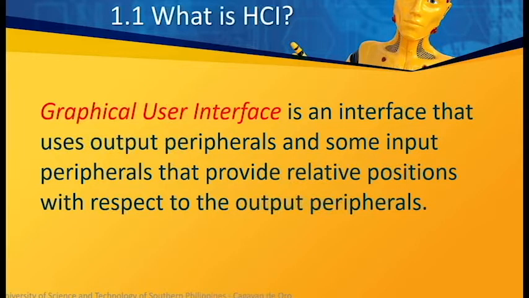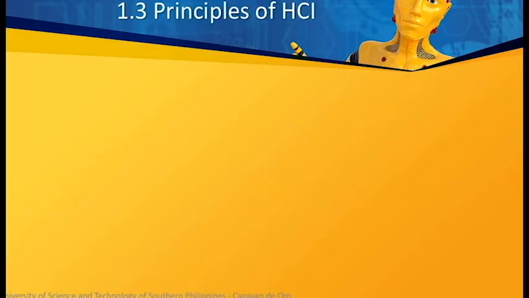Then the graphical user interface, or the GUI, is an interface that uses output peripherals and some input peripherals and provides relative positions with respect to the output peripherals. So ang kaning GUI is a subset of interface. So unsa may mga example ng GUI? Like kaning mga icons, like kaning icons sa mga desktop. Kaning sila multi-objective. So mao sila mga sample na mga GUI. Many things to consider, mga icons such as the types of users, mga characteristics of the task, mga pointers, mga windows, mao na siya mga graphical user interface.